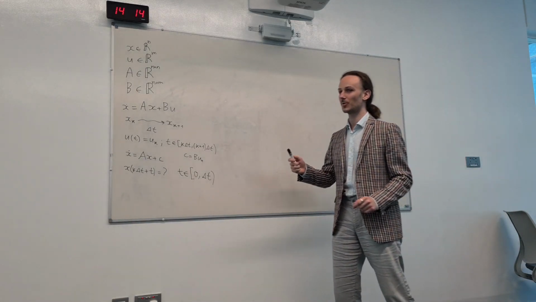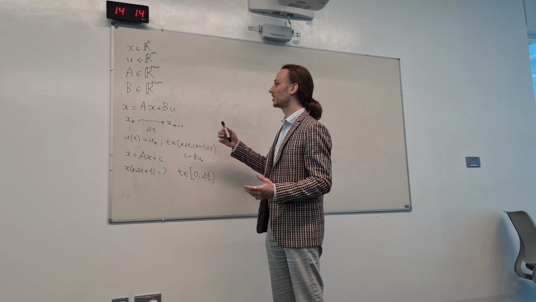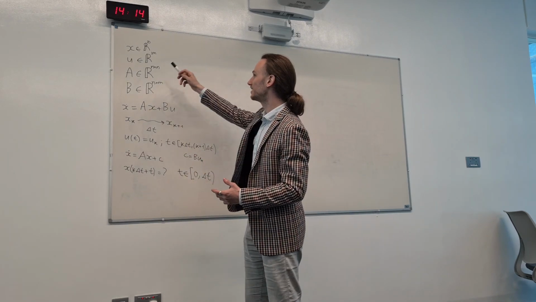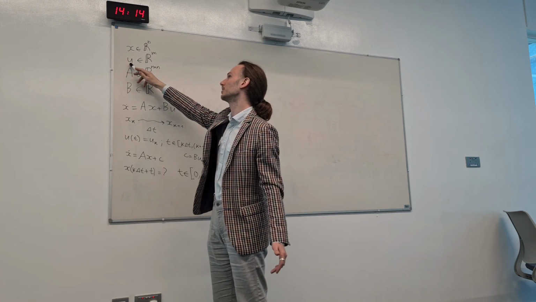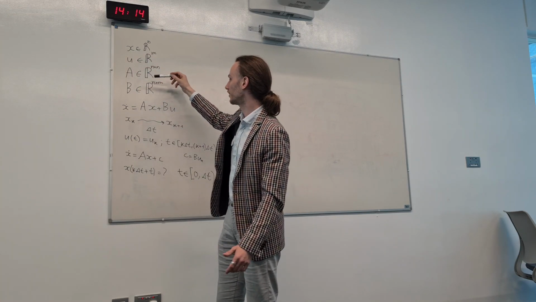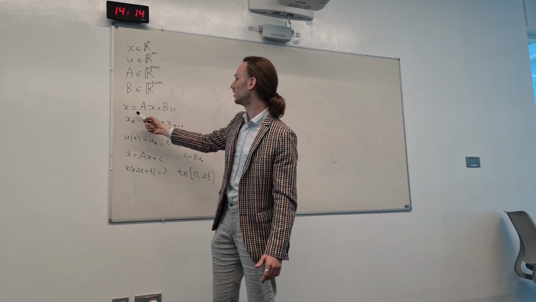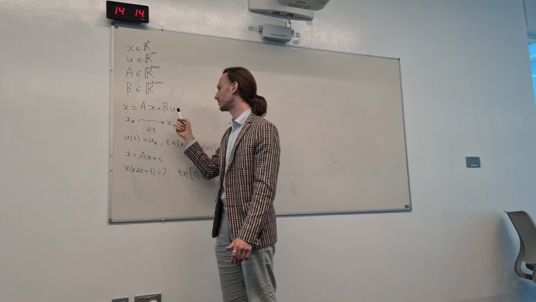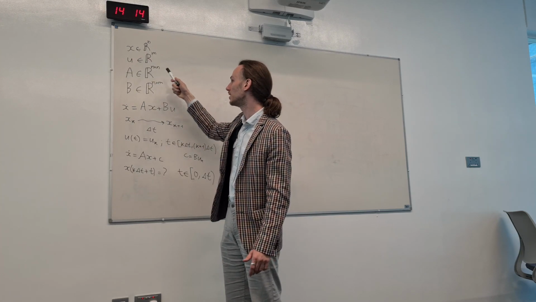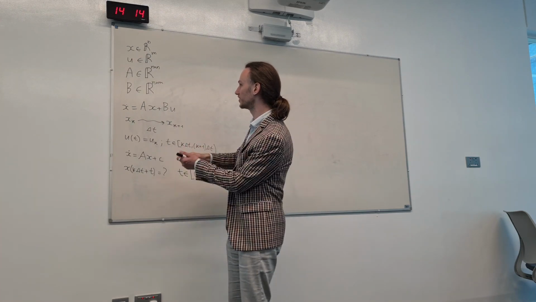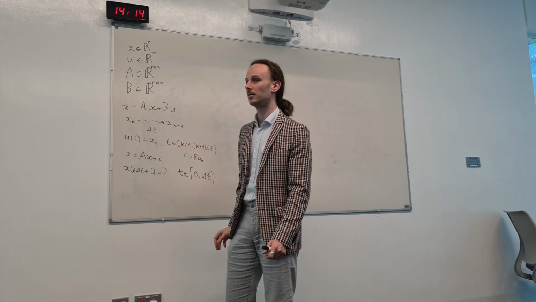So we're considering the following system. Its state vector is in the vector space R^n. Its control is from R^m, and it is guided by the following system of ordinary differential equations, with the A matrix being of dimensions n by n and the B matrix being of dimensions n by m.